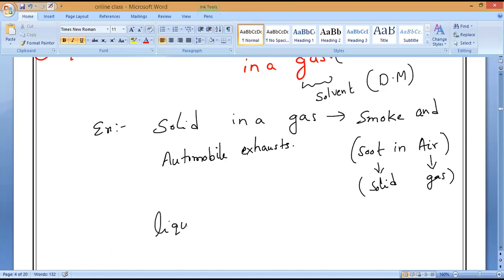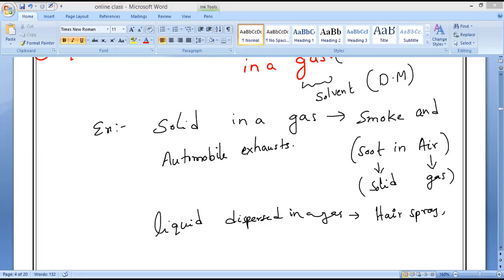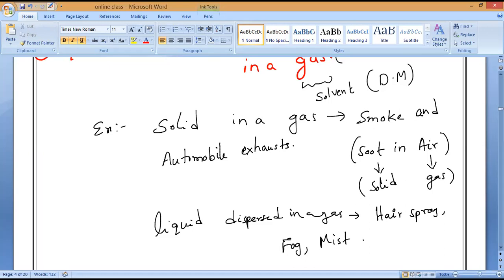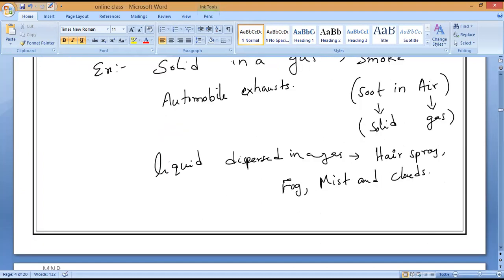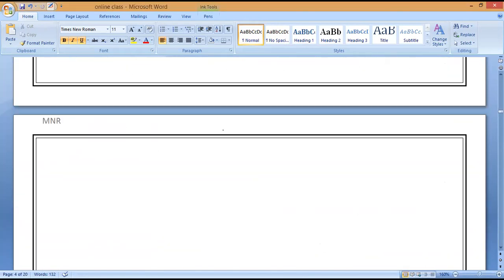Liquid dispersed in a gas. Examples: hairspray, fog, mist and clouds. Understand? Any doubt? So aerosol means maybe a solid or maybe a liquid. Next, what is the next type of colloids? Emulsion.